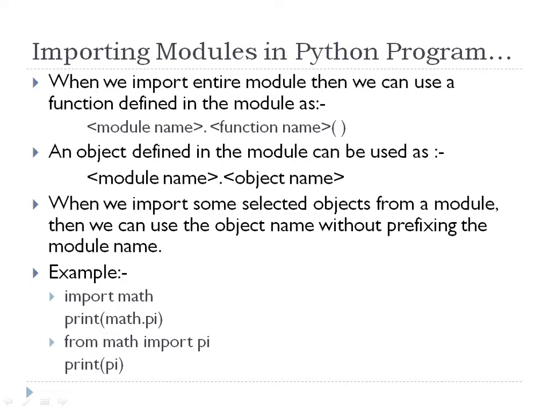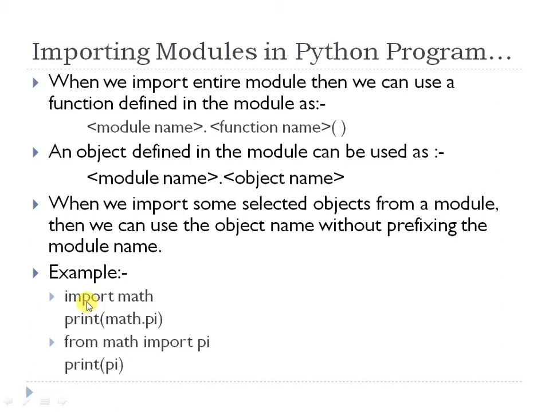But if you import only some selected objects from a module, then we can use the name of the object without prefixing the module name. Okay, let us see the difference. That means if you are importing only a fixed number of objects, then you should not mention the name of the module before the object name. Let us see the difference with an example.